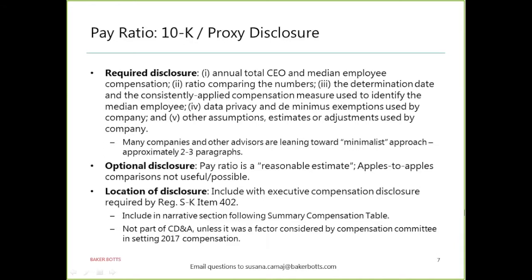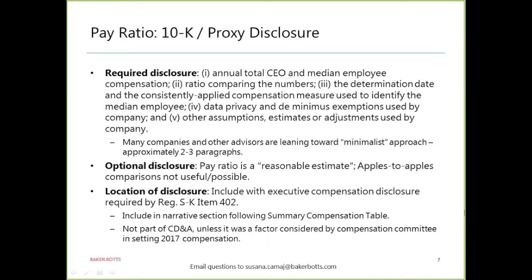And so if there were any other assumptions or estimates or adjustments, like a cost of living adjustment that the company had used in preparing its pay ratio disclosures, we would also have to disclose that in the 10K or in the proxy statement. All of this being said, the scuttlebutt at these conferences is that a lot of companies and their advisors are leaning toward taking a minimalist approach to this pay ratio disclosure, at least for the first year. They're looking at maybe approximately 2 to 3 paragraphs.